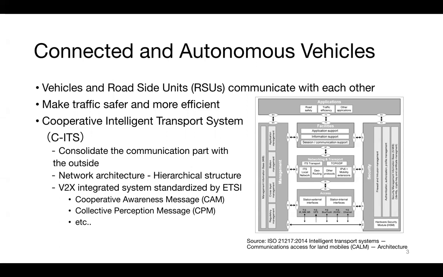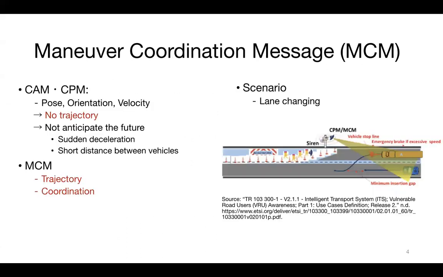Cooperative Intelligent Transport System, C-ITS, is one of the standardized systems of cooperative driving. C-ITS standardizes the network architecture, which is used for V2V communication, and the right figure shows the architecture. Moreover, there are some standardized messages in C-ITS, such as CAM and CPM. These messages solve the issues of blind spots.